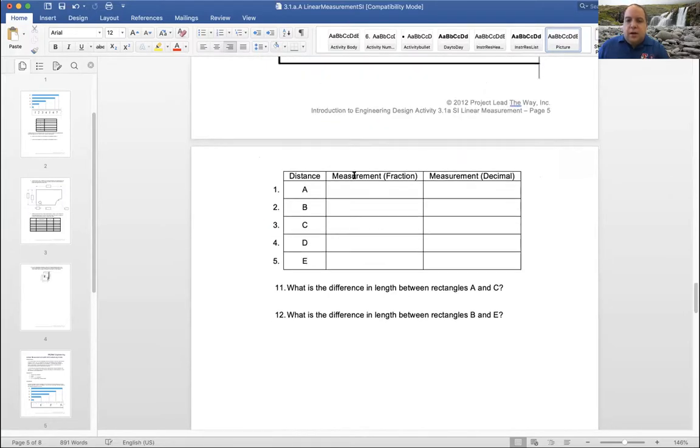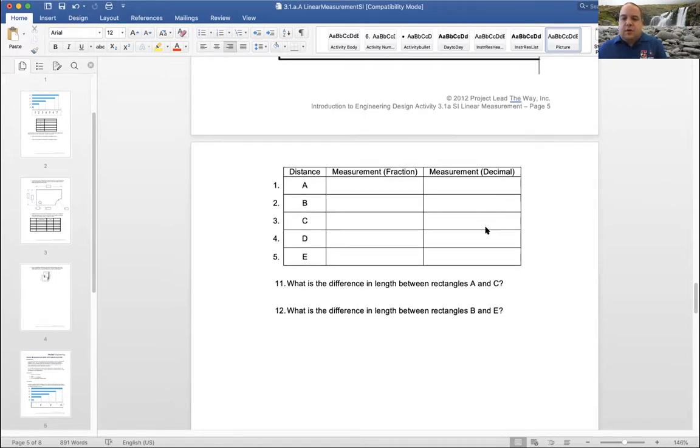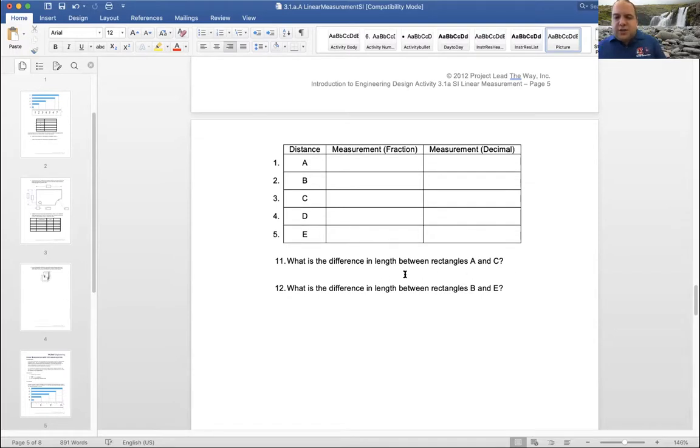Okay, so here we are. You're recording two different numbers. You're going to record your measurement as a fraction, and then you're going to convert that fraction to a decimal. So you're recording two numbers here. One is a fraction, one is a decimal. Then you're going to do some subtraction. When you do the subtraction here, say what the difference is. You can do that as a decimal. You don't have to do that as a fraction.